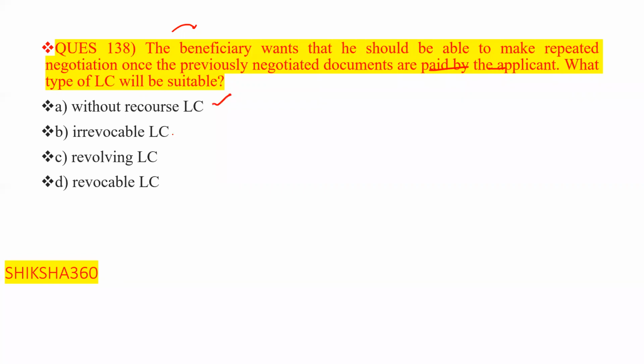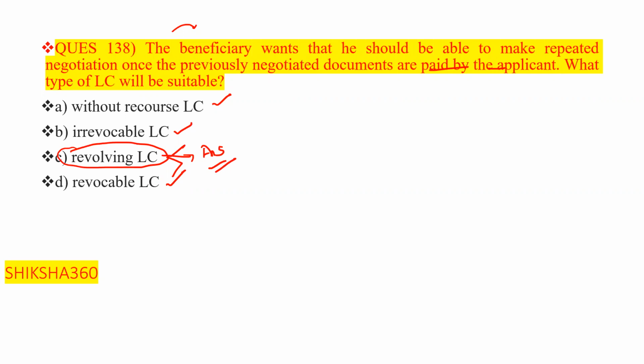The options are: without recourse LC, irrevocable LC, revolving LC, and irrevocable LC. We have already discussed the LCs in detail in our sessions. When the beneficiary wants to make repeated negotiation, the type of LC they are discussing is the revolving LC. Sometimes students confuse revocable and revolving, but both are different things. So the correct answer is a revolving LC. Hope it is clear to all of you.